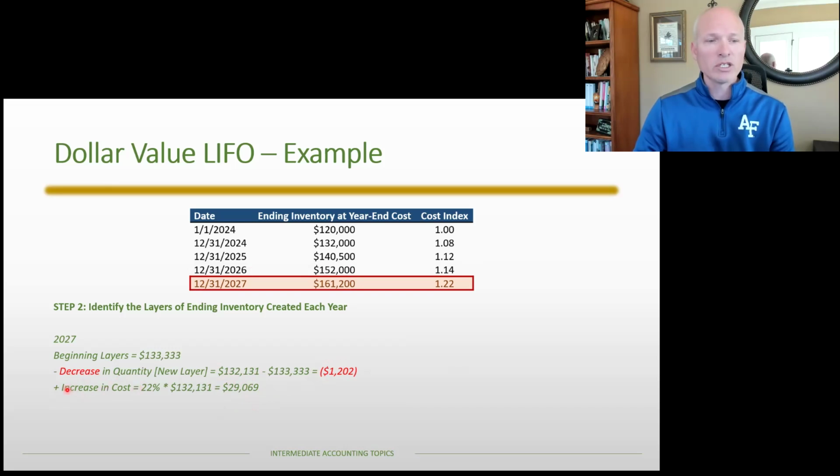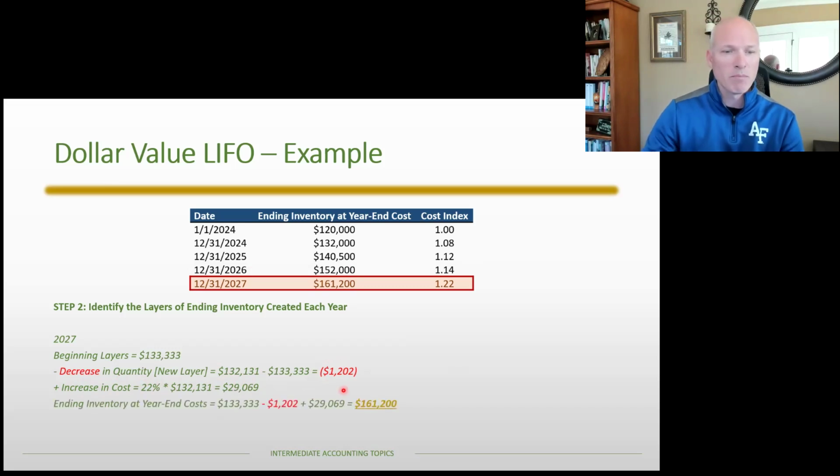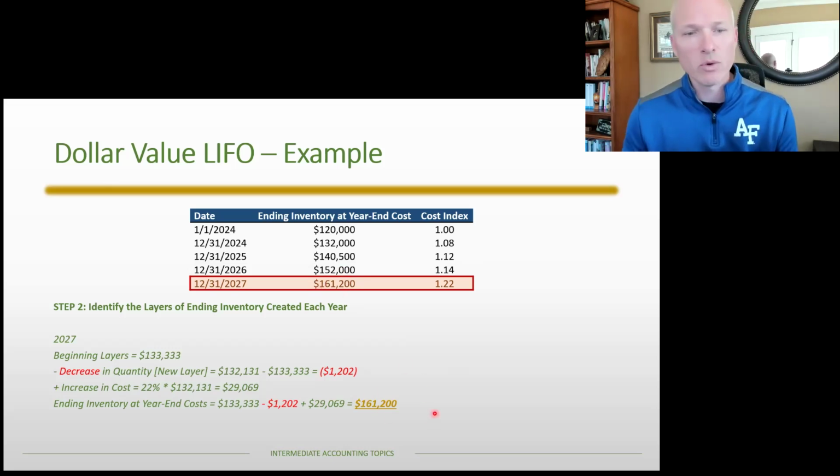So the total increase in our inventory attributable to cost is $29,069. And so we do that math: we have our quantity in base year costs at the beginning of the period, minus the decrease in quantity over the period, plus the increase in cost. And together that gets us our new end of year inventory of $161,200.